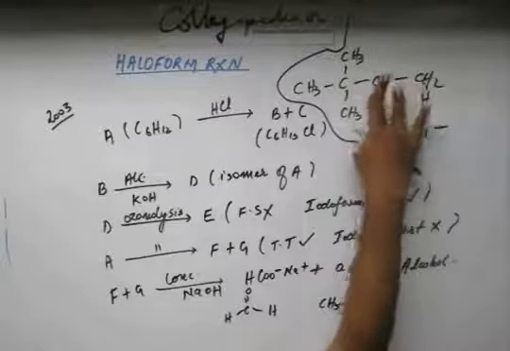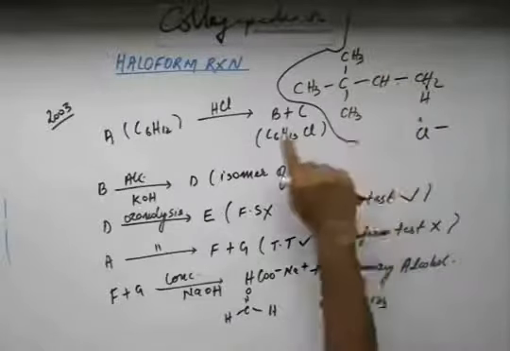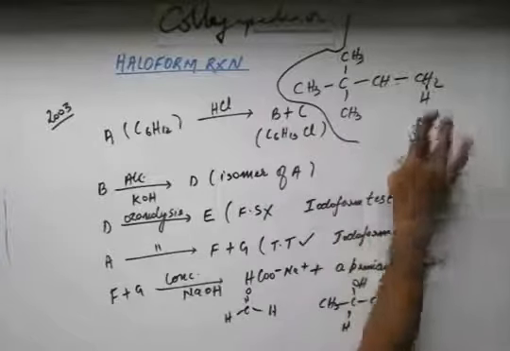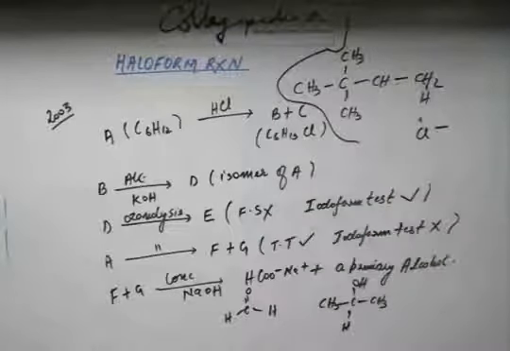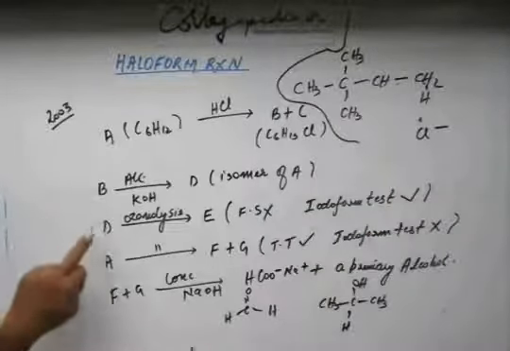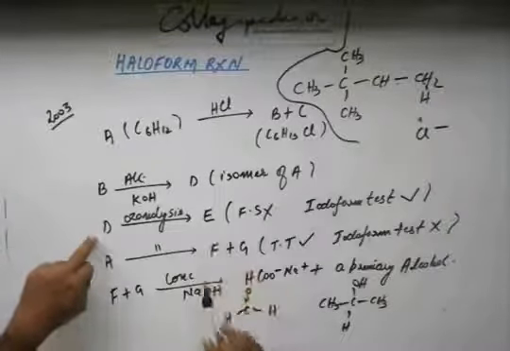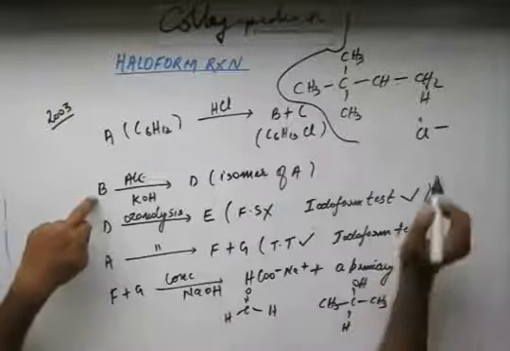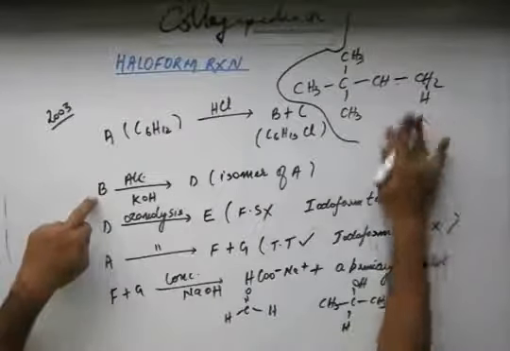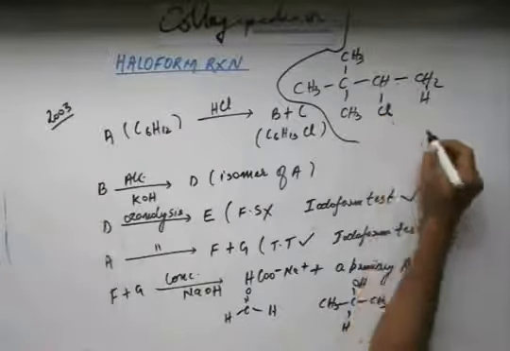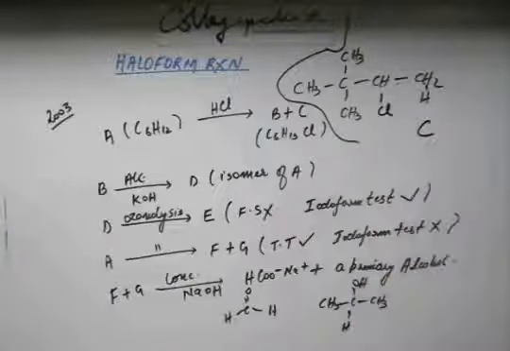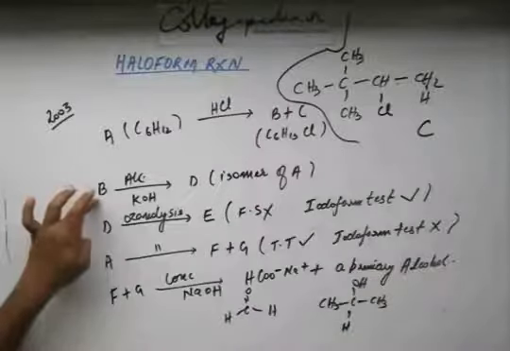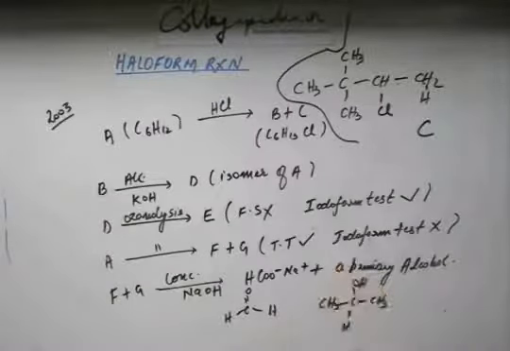So for B and C, it hasn't been mentioned which is minor and which is major. One of them has to be minor. But we know the structure of B because we know the structure of E. So we know D, and from D we know B. So let's see. One of the products will be this. This has to be C. The reason I'll tell you later, you must have understood by now because we know the structure of B. So this is C. Note it down.